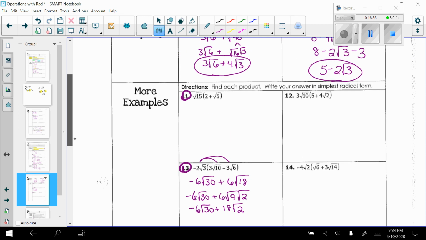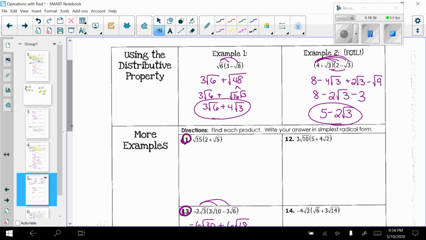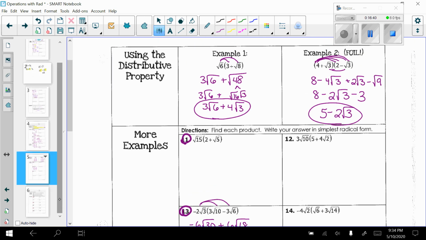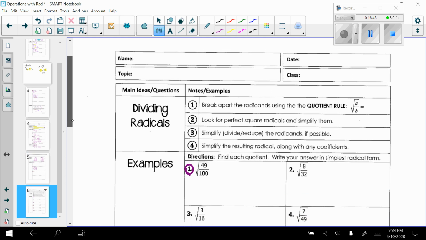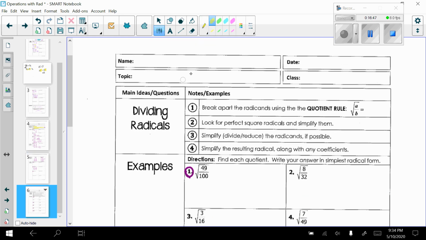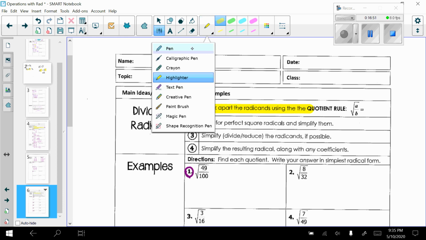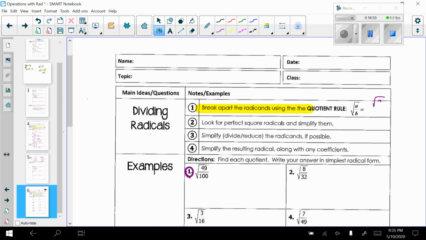Okay, so make sure as you're practicing, you're just checking the solutions on Classroom. One more thing, and then we're done, is dividing. So take your time when you're working through the notes. You're going to first break apart the radicals using the quotient rule. That means this. Look for perfect squares, simplify, see if you can reduce anything, and then at the end, make sure your radicals are all the way simplified.